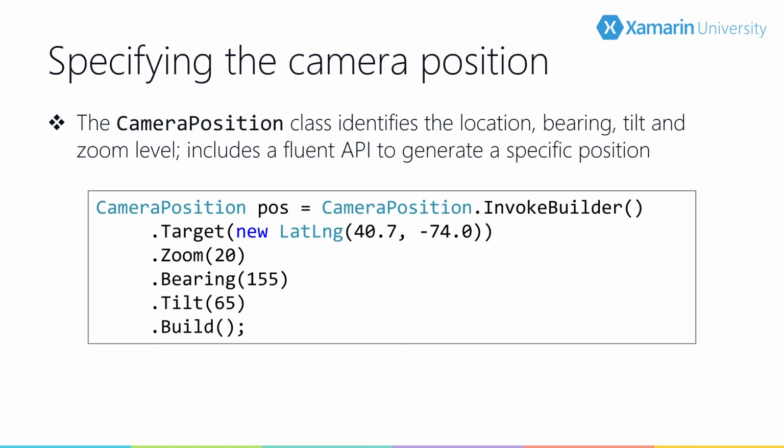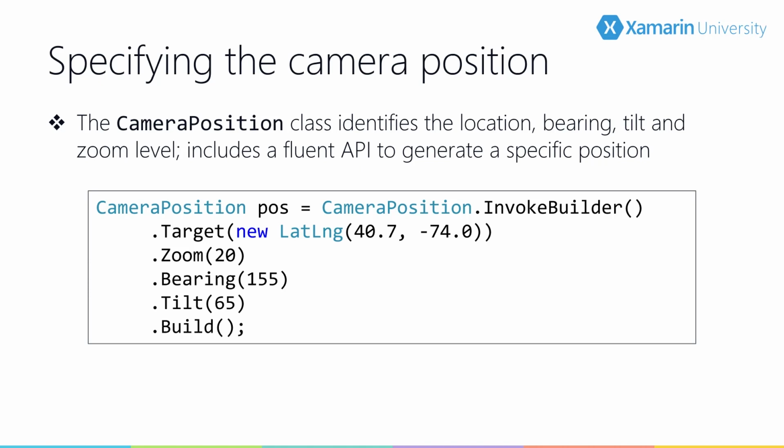The key to the camera API is the camera position class. This is a read-only class that exposes properties for each of the changing values. You never change a camera position. Instead, you always construct a new one, possibly from an existing position. This can be done in a couple of ways.